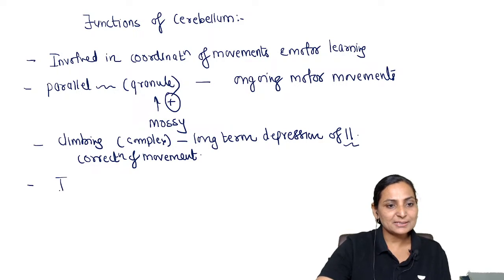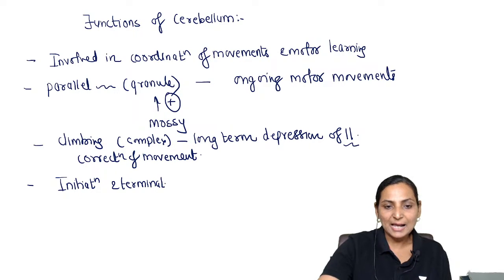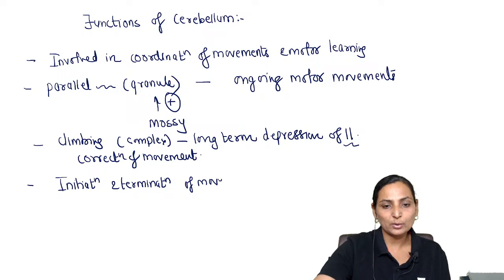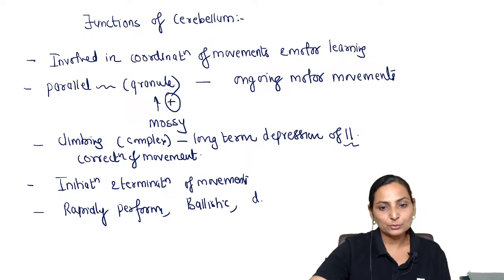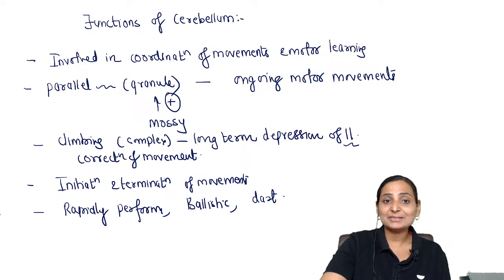Then the cerebellum is very important for the initiation of movements, for the termination of movements, and as I told you, the rate and range of movements is also brought about by the cerebellum. It is very important for performing rapid, ballistic movements, like throwing a dart. Such movements which require fine skill are performed by your cerebellum.